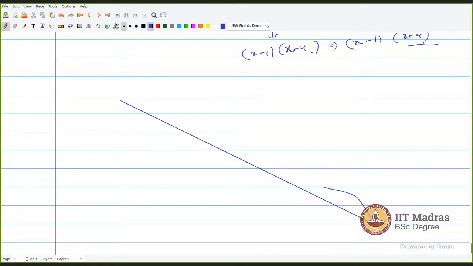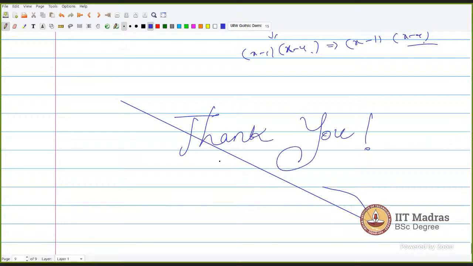Sir, one general question. Will the questions for the qualifier be this level of difficulty or more than this? Not more than this. I can assure you that the mock is the highest level of difficulty. Okay, sir.